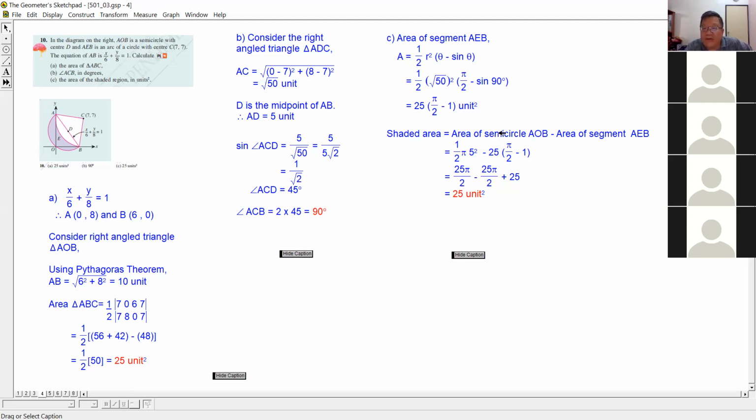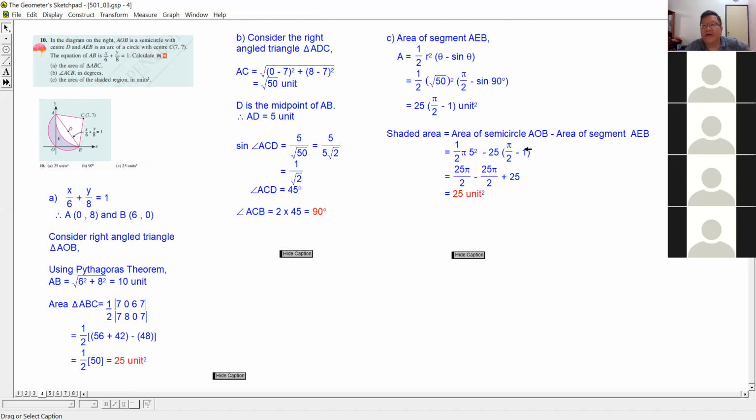Shaded area is the semicircle minus area of segment. Semicircle is the other circle already. This circle here. The radius is not square root of 50. The radius is 5. So half pi r square. Pi r square is the area of the full circle. Half pi r square is the area of the semicircle.